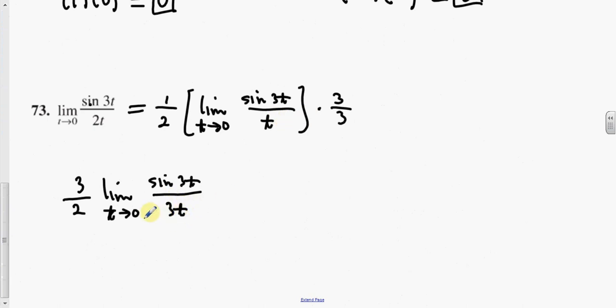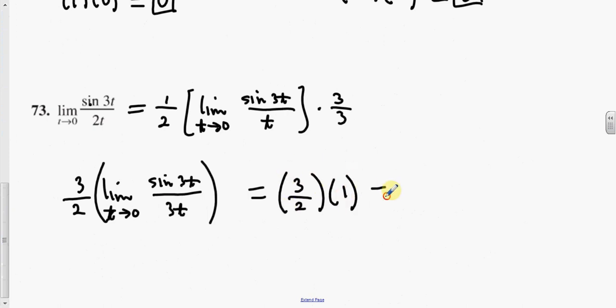But this gives us 3 over 2 times 1. That's according to the theory that we have up above. So that's just equal to 3 over 2.